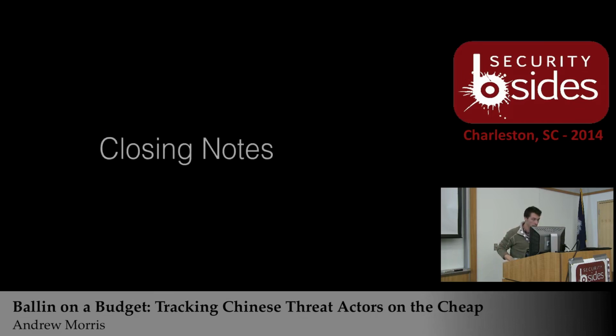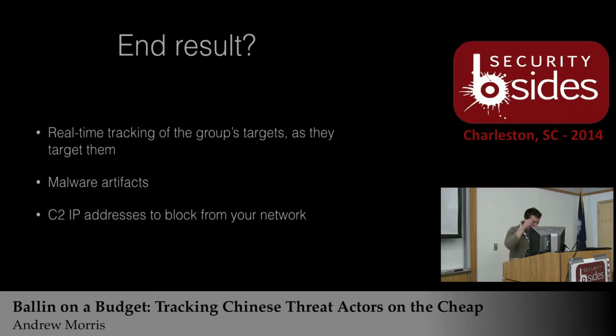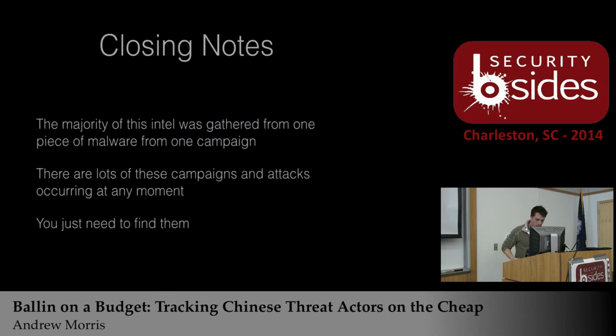So, some of my closing notes. The end result of this is we are able to track the group's targets in real time. We have malware artifacts, and we have C2 IP addresses to block from our networks. We know who the C2s are, we know where the attacks are coming from, we know a lot of different things. So we've gathered a lot of information from these guys. And one of the cool things is, there's a list. I think I actually go into it from here.